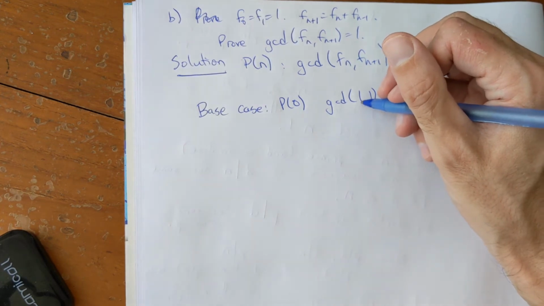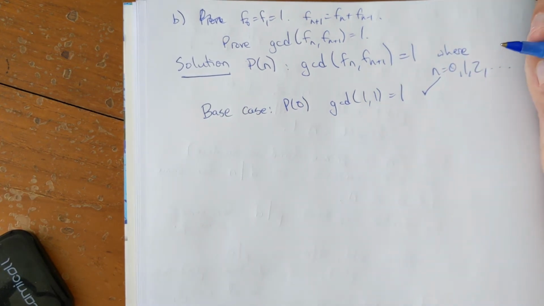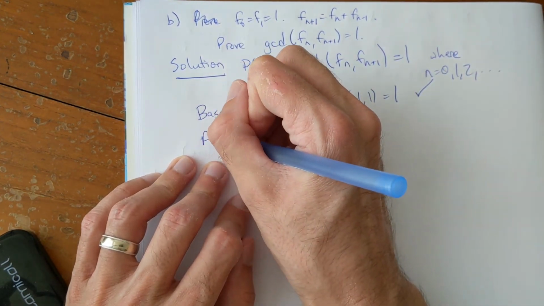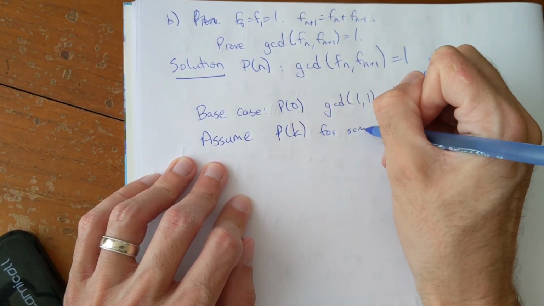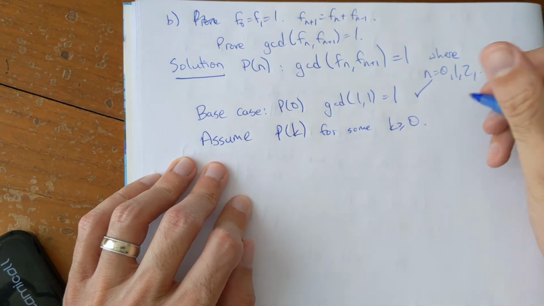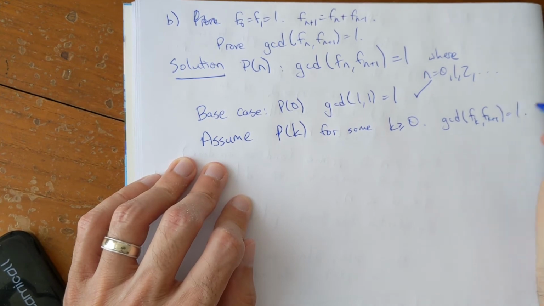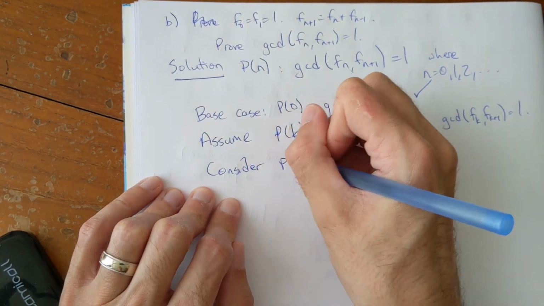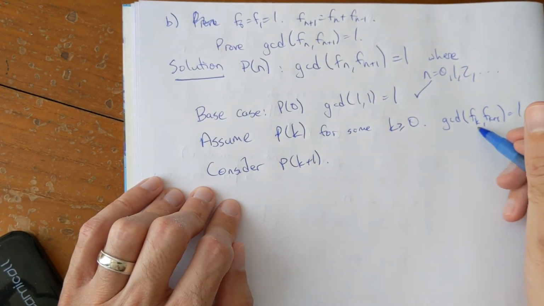The greatest common divisor of 1 and 1, well, the only divisor of 1 is 1, well, plus or minus 1, really. So of course their GCD is 1. Now assume P of k, some k bigger than or equal to 0. That is, assume that the GCD of f_k and f_{k+1} equals 1. Now we consider P of k plus 1, and we have to find the GCD of f_{k+1} with f_{k+2}.